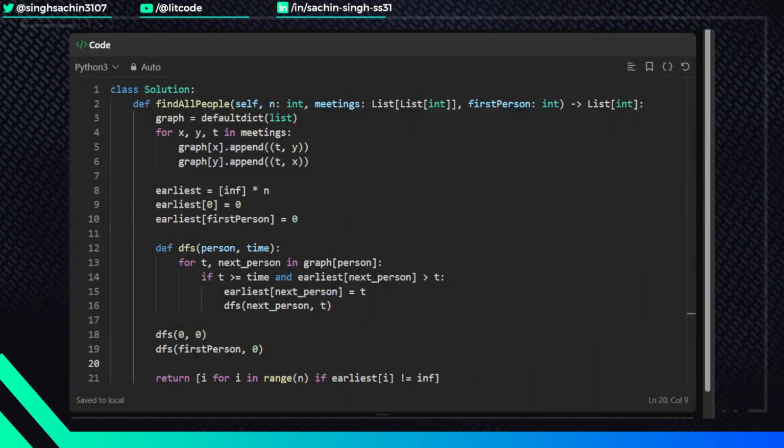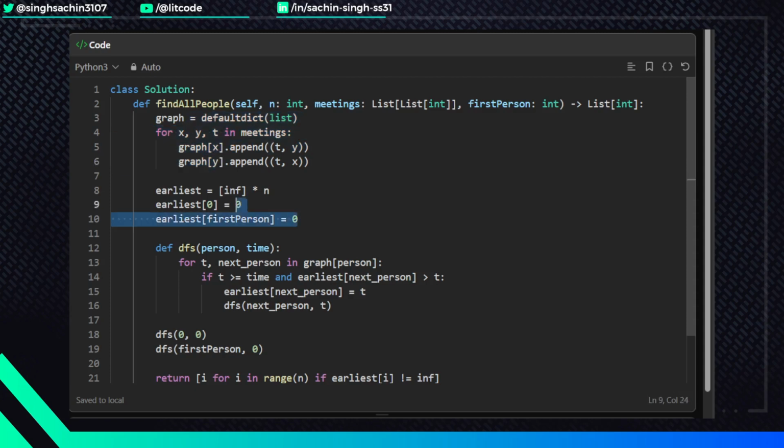Okay, it's a simple code. What we are doing is, as I mentioned, we have prepared a graph. It's a bidirectional graph. That's why we are making entries for both the persons. For example, if two persons x and y have a meeting at t, then the entries are being made for both the keys, I should say. So this is where we are preparing our graph, as we discussed in the explanation.